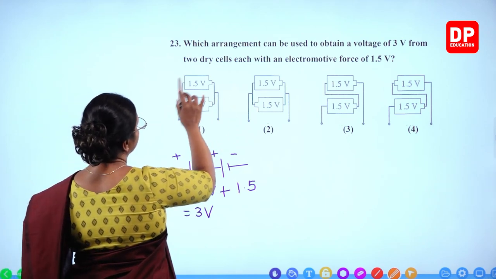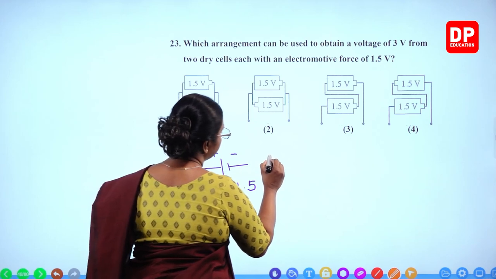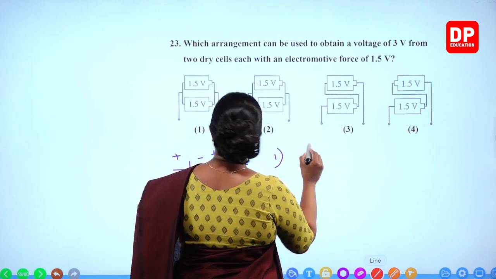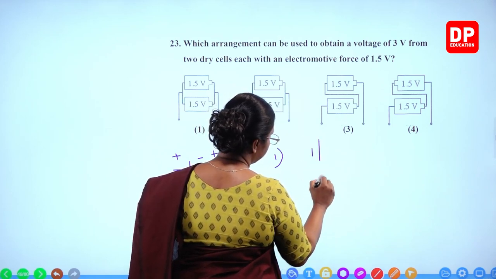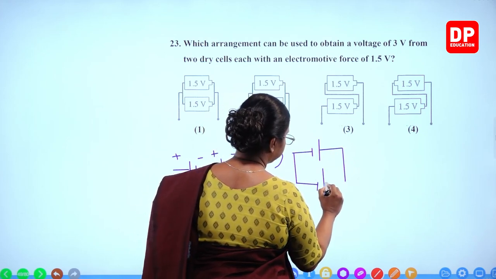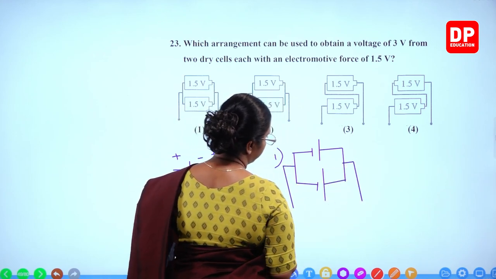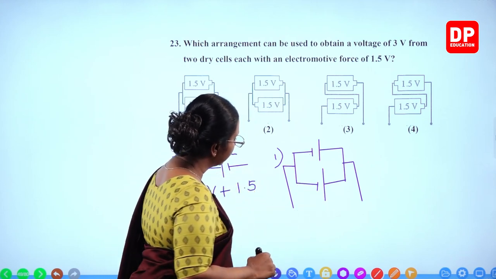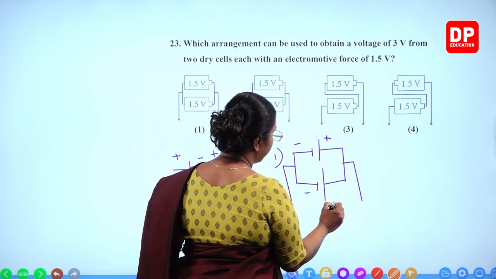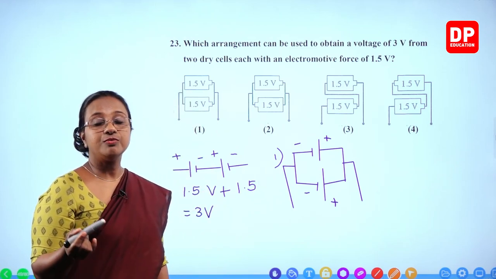Now, if you look at the diagram, the first one, here what do you see? If we draw the diagram for the first one, you can see there the negative terminal, positive terminal, negative, positive terminal, and they are connected like that. Can you see? And from here only we draw the potential. Now, these are parallel connections, and also you can see here negative and negative, positive and positive. So, then it's not the correct connection.